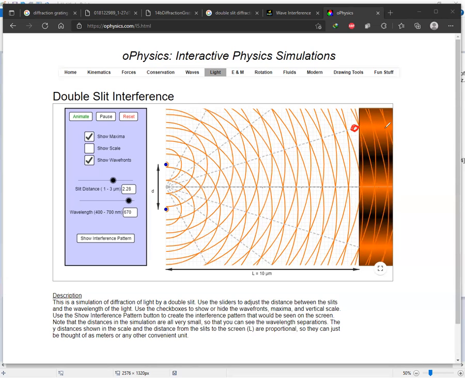So along this line, we're going to have the maxima. All of these dotted lines that you can see spreading out from this imaginary point represent the maxima positions. So this is the central maxima, this is the first maxima, and so on and so forth.